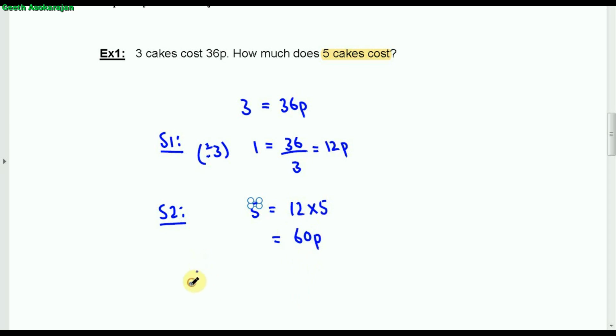So let's have a closing line. So therefore 5 cakes cost 60p. And then we're done.